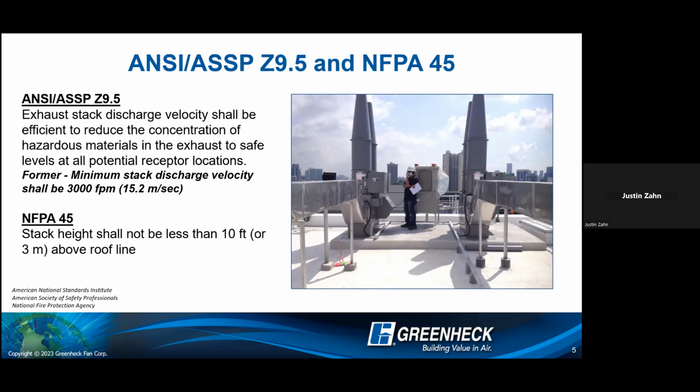We do understand that, especially working with architects, they want these fans shorter to protect, I guess, the looks of their building. A lot of architects don't find these fans too good looking. We find them beautiful. They do not. So it's a constant battle going on between us and them. But just to keep in mind, again, 10 feet tall is the absolute bare minimum that we will go to. And most of the time, these systems are much taller than 10 feet tall. So just to reiterate, the two standards: ANSI Z9.5, 3,000 feet per minute discharge velocity, and NFPA 45, these fans have a minimum height of 10 feet tall.